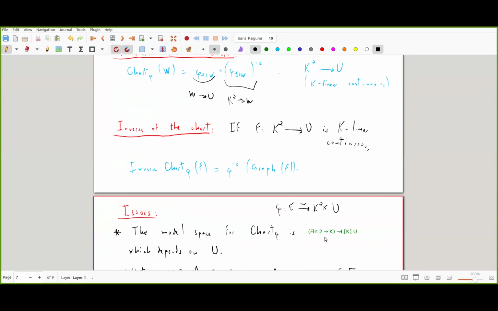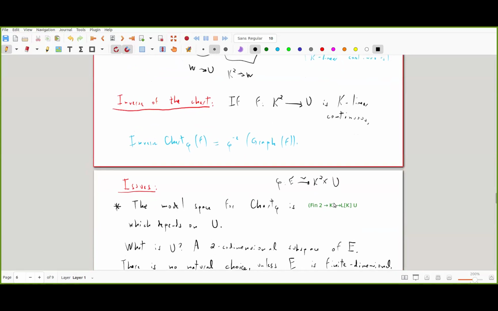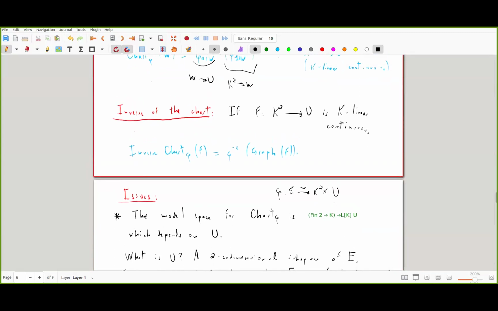So the model space is the space of continuous linear maps from K squared to U. So if you're writing in Lean, it looks like this. And it depends on U. And what is U? If you look at that, U is just a two codimensional subspace of E, right? So there is no canonical choice. They are all isomorphic, but there is no canonical choice.